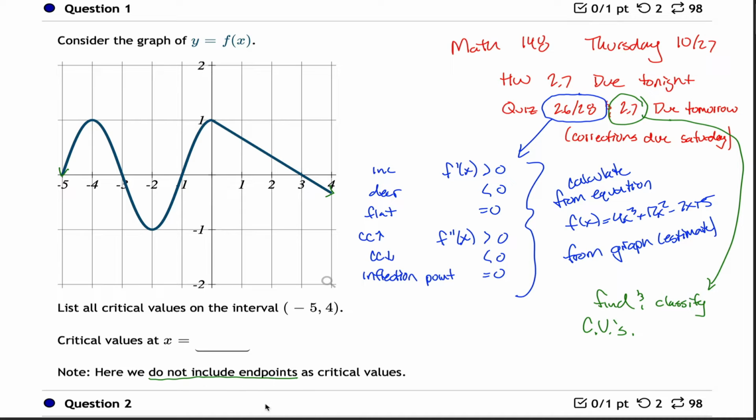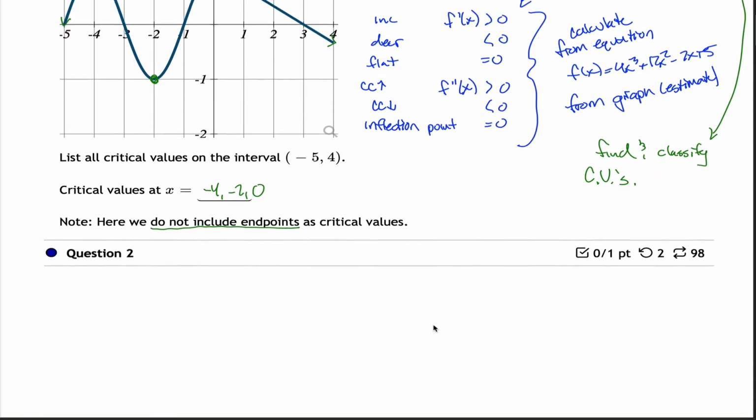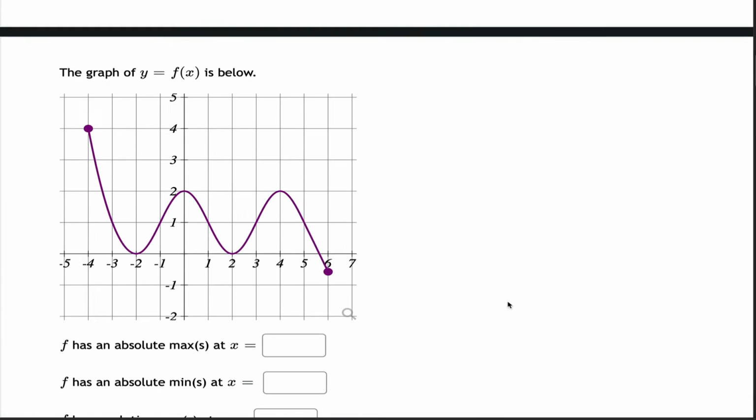Well, critical values are when my first derivative equals 0. My first derivative equals 0 when the graph is flat. Maybe you can just look at this and tell where the critical values are. It just wants the x coordinates of them. It looks to me like they're at -4, -2, and 0. Done. That's it. Just understanding what a critical value is in terms of its graph. Not too interesting.